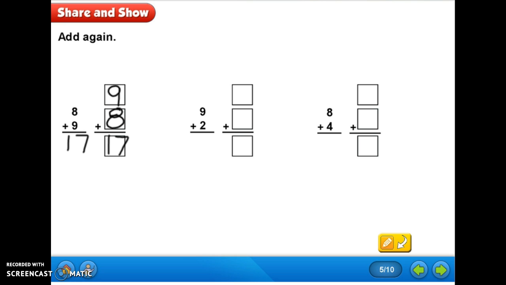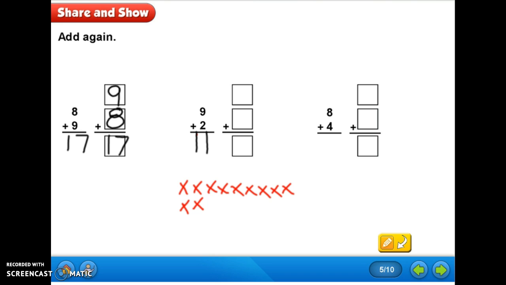So I have 9. 1, 2, 3, 4, 5, 6, 7, 8, 9, and 2 more. All right, so how many do I have? 1, 2, 3, 4, 5, 6, 7, 8, 9, 10, 11. So 9 plus 2 equals 11.